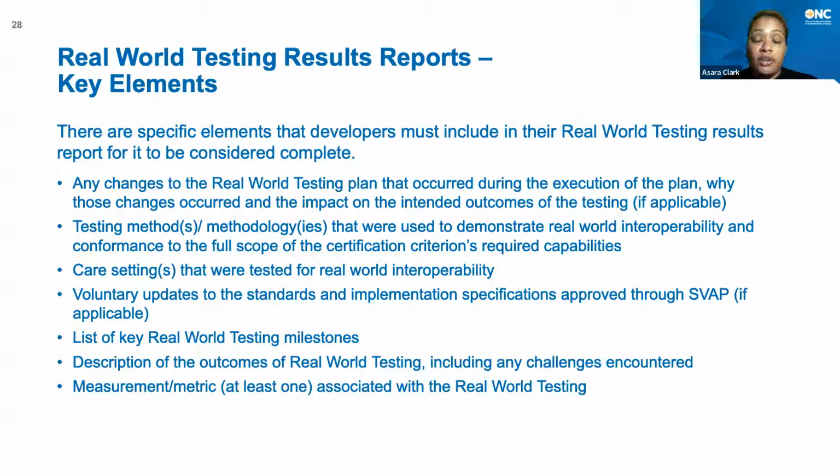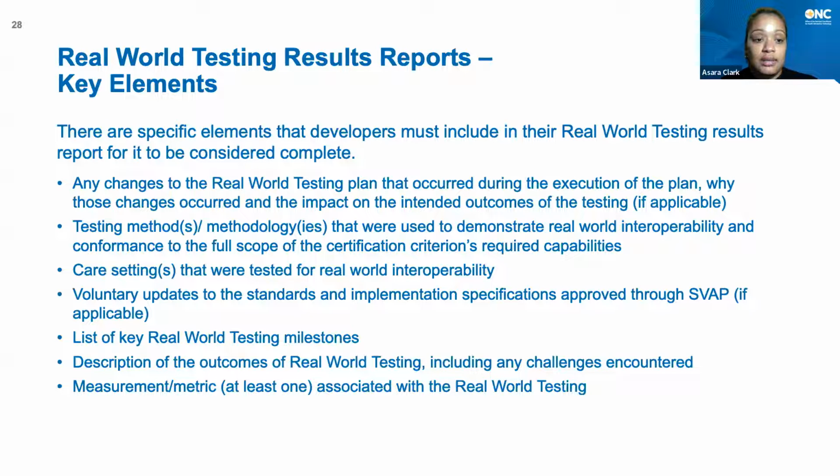We do not require that those changes be reflected in an updated plan. We're not going to go back and change the plans that you put out and made public, but you can touch on those and should touch on those in your results reporting details, okay? So you're just going to talk about the changes that were made, why you made the changes, and the impact on the intended outcomes of the testing, if applicable, okay?